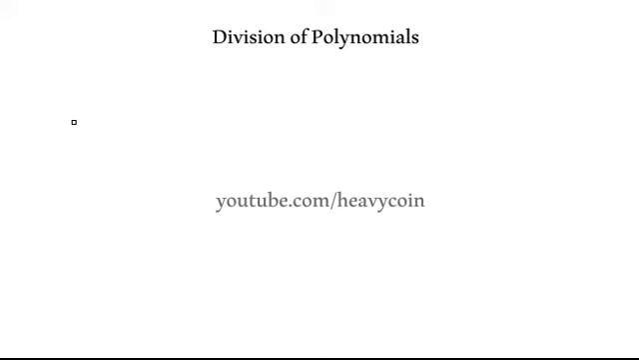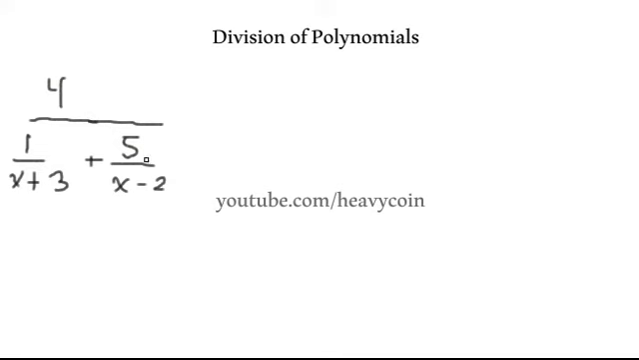Alright. We're going to have 4 over 1 over x plus 3 plus 5 over x minus 2. So we're going to work in the denominator this time because there's nothing we can do up here. So we want to get this into one single fraction.